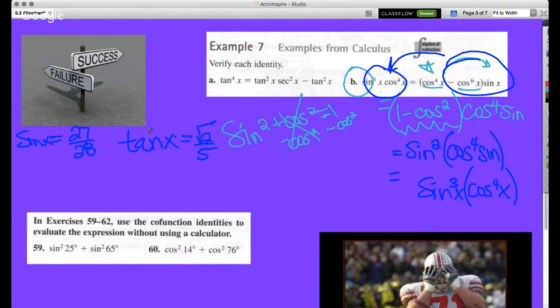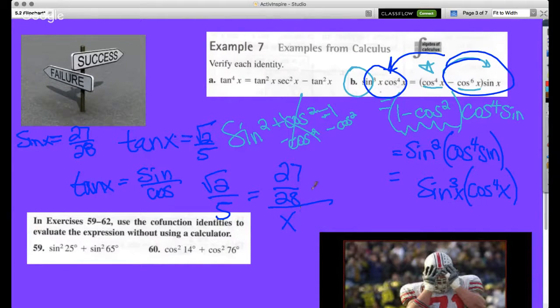I'm going to set tangent. I know tangent is sine over cosine. So if I know tangent of x is equal to sine over cosine, I know sine would be 27 over 28. Sorry about this, my pen's not functioning great. Again, cosine would be x, because I don't know what that is. And the tangent would be square root of 2 over 5.